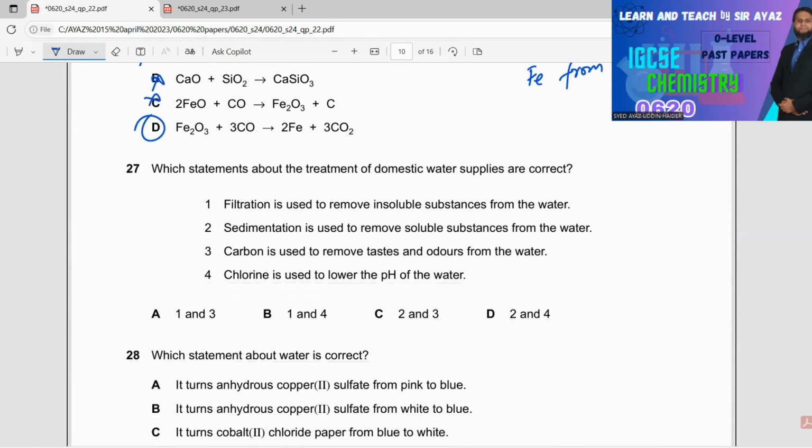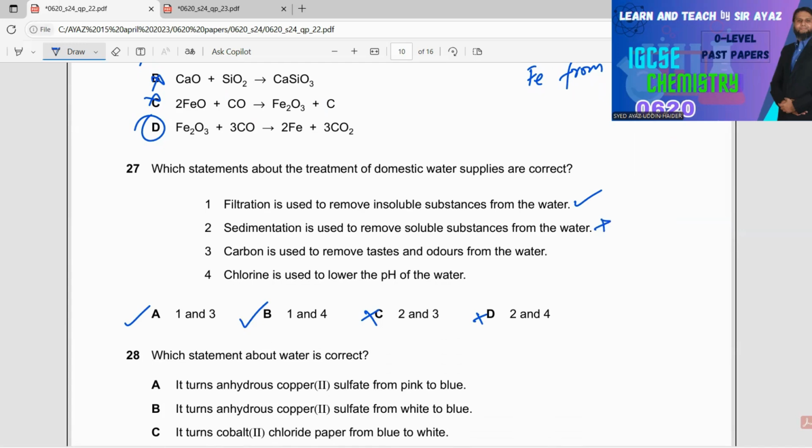27. Which statements about the treatment of domestic water supplies are correct? I'm reading the 4 statements and we will narrow down the choices. 1. Filtration is used to remove insoluble substances from the water. Yes, this statement is correct. So either A is correct or B is correct. Both C and D are incorrect. 2. Sedimentation is used to remove soluble substances from the water. This is incorrect. No need to read the second statement.